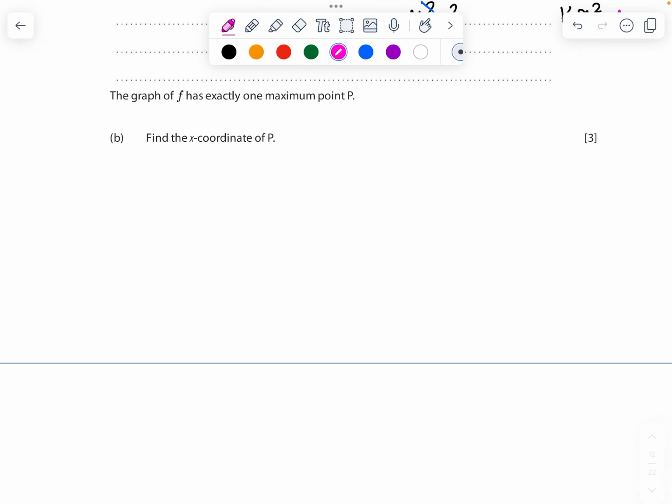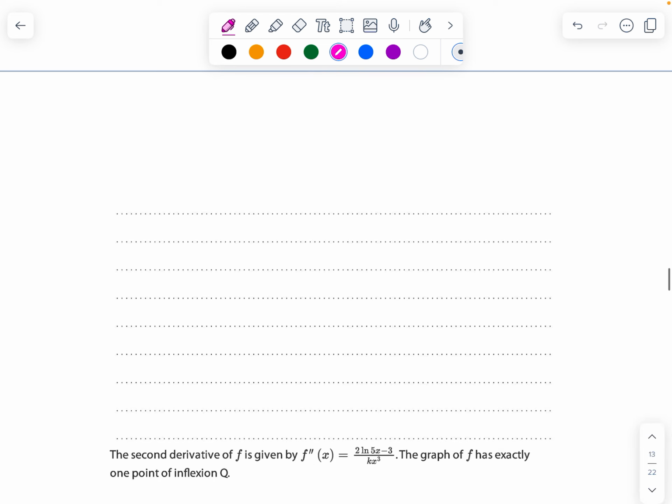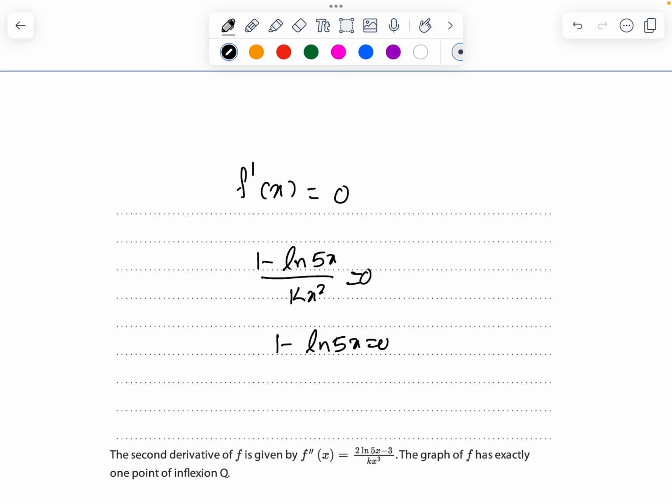The graph of f has exactly one maximum point. One maximum point means nothing but f prime of x should be equal to 0. So 1 minus ln 5x by kx square should be equal to 0. 1 minus ln 5x equals 0. Ln 5x equals 1. So 5x equals e, x equals e upon 5. So this is my method 1 mark. This is my accuracy 1 mark, and this is the accuracy 1 mark.